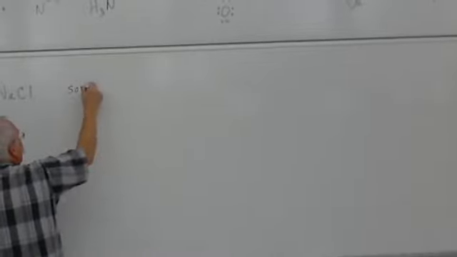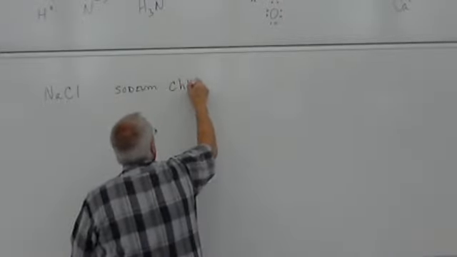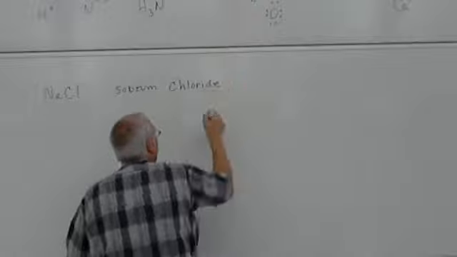So let's take a look back at salt. The name for this is, first name, sodium. Second element is chlorine. We don't call it sodium chlorine, we call it sodium chloride. So we've changed the ending of the second element to IDE because it's a binary compound. There's only 2 elements here.